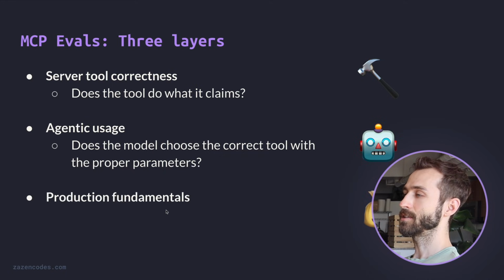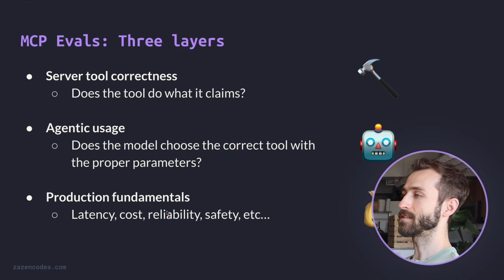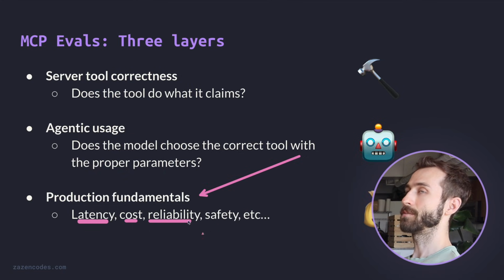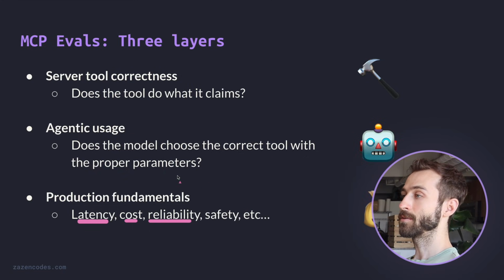And lastly, production fundamentals. This to me is the stuff that's like latency and cost and reliability. And a lot of this stuff should be tracked in production with monitoring. However, we can do some stuff before production in terms of latency and cost. For example, the ARBITER tool I built looks at the token usage, and it looks at the latency, like how long it takes to execute each prompt on each model.